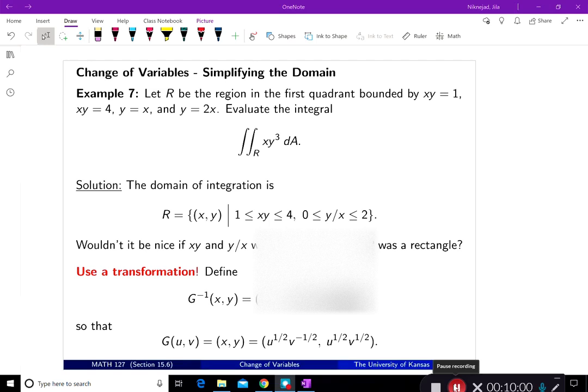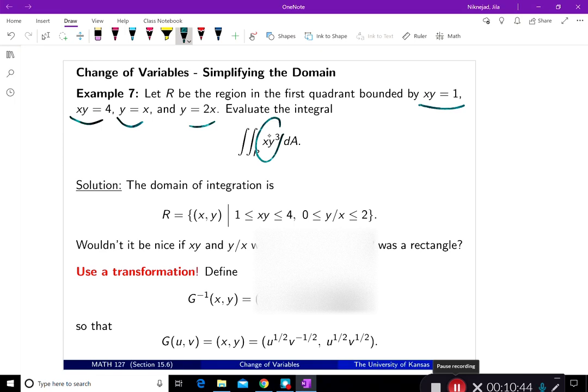Let's do one more example, and this time, the change of variable is going to make the region a lot simpler. We've done a few where we made the integrand a little bit simpler. So in here, we're looking at a region that is bounded by xy equal to 1, xy equal to 4, y equal to x, y equal to 2x, and the integrand is fairly easy to do, and then we're asked to find this integral over this region basically.